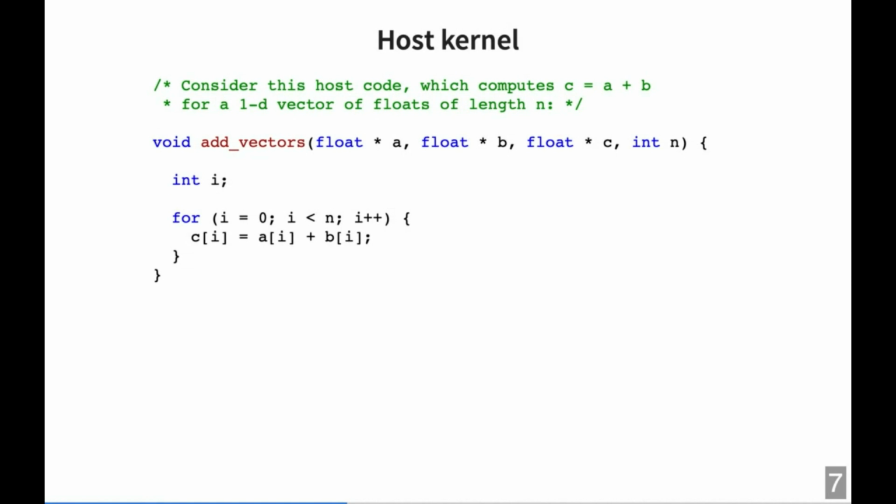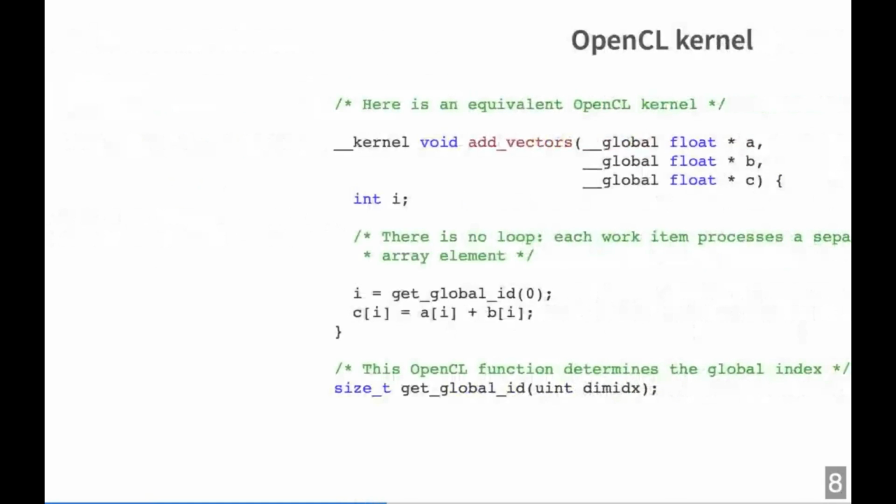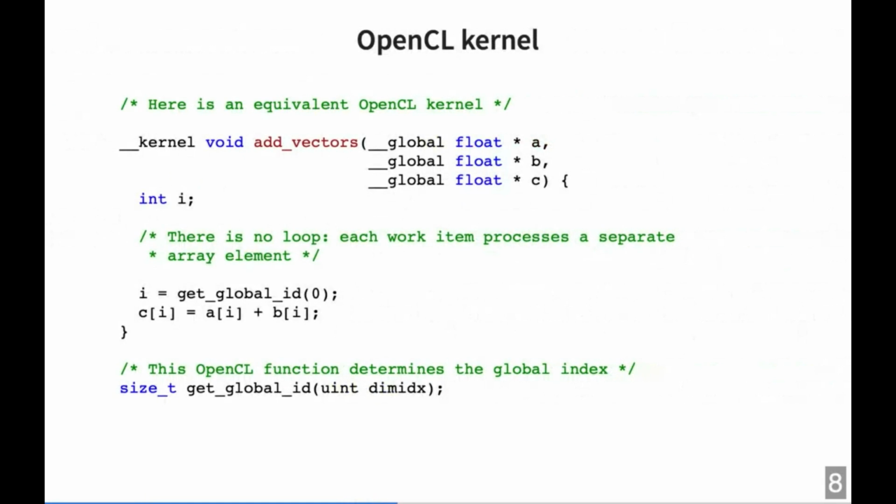The name of the game is to try, again, the iterations of that loop are independent, so we may hope to parallelize that loop and distribute the iterations between threads. And an OpenCL kernel would look something like this.